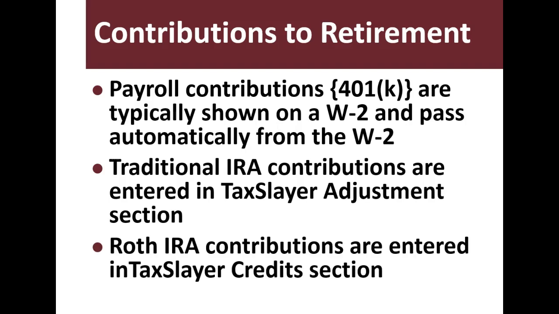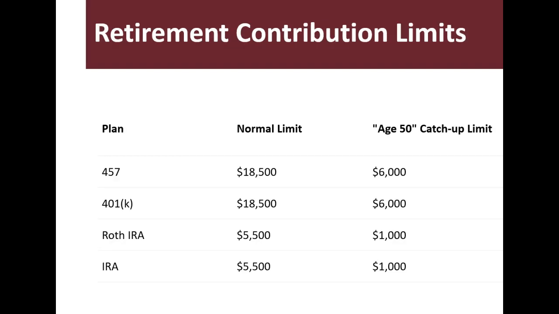And then the third one is the Roth IRA contribution. They can be entered in the credit section, again, mainly to see if they qualify for the retirement savings contribution credit, which is what we're talking about today. That'll be on our third session. So we'll move along and stick with our focus here.